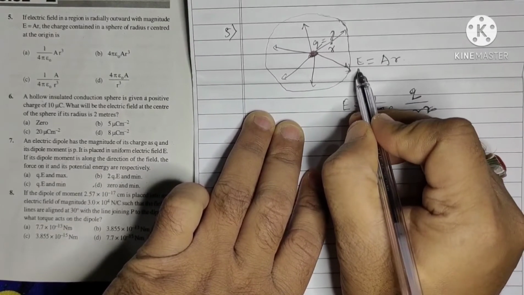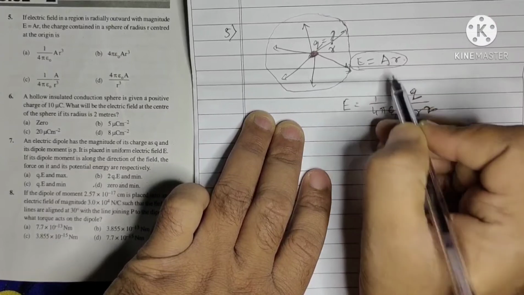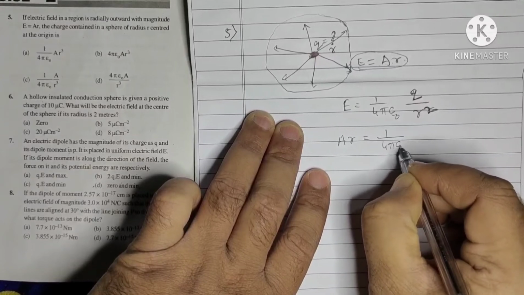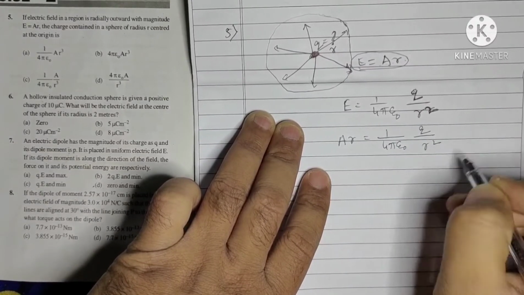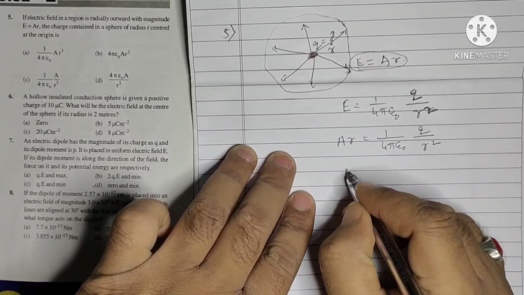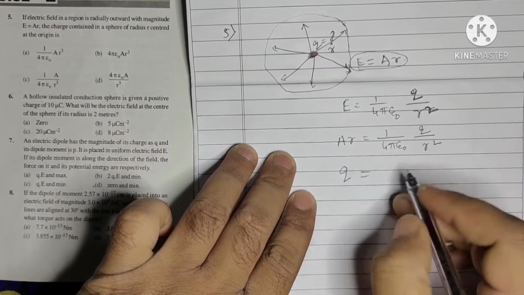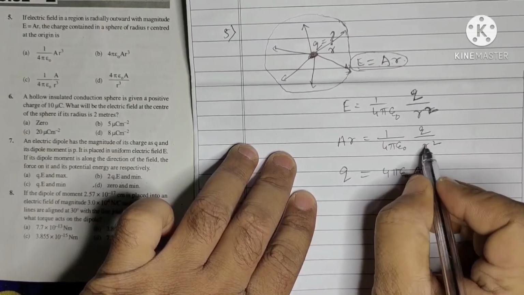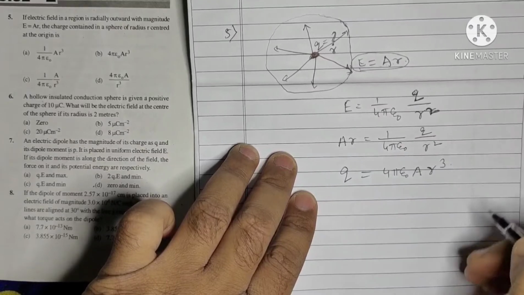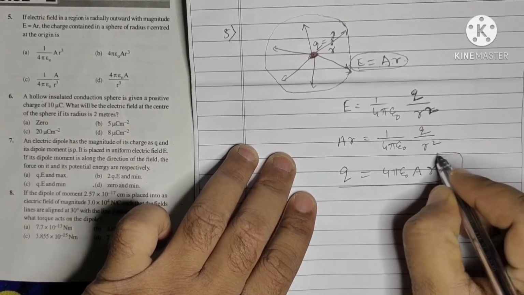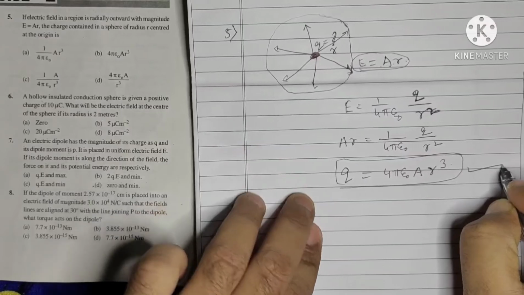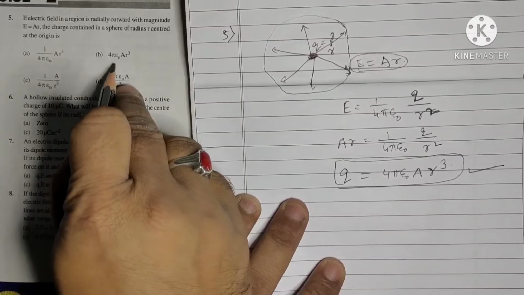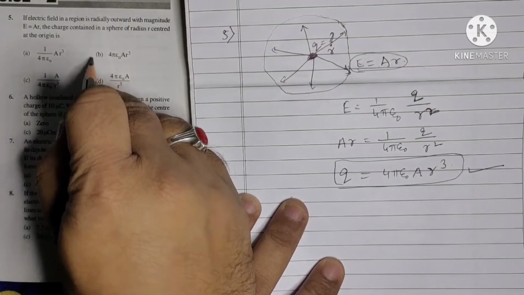According to the problem, E is equal to AR. So here we write AR is equal to 1 by 4 pi epsilon naught into Q by R square. Therefore, cross multiplying, Q is equal to 4 pi epsilon naught into A into R cube. So this is the charge contained, this is the charge value. We can see this in option B, so B is the correct option.